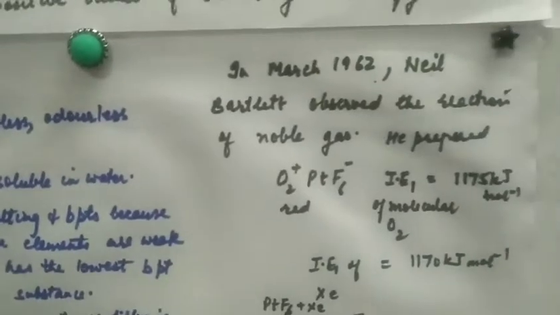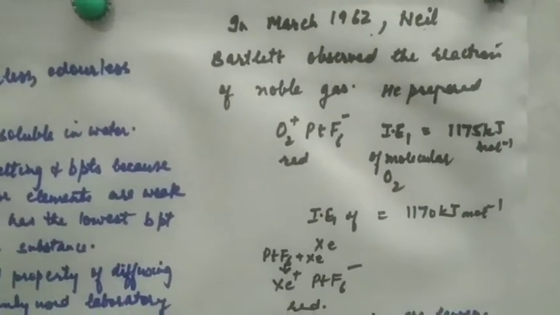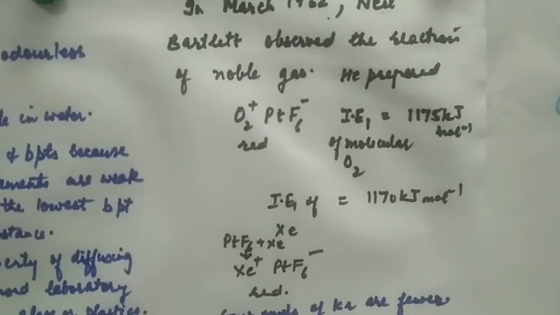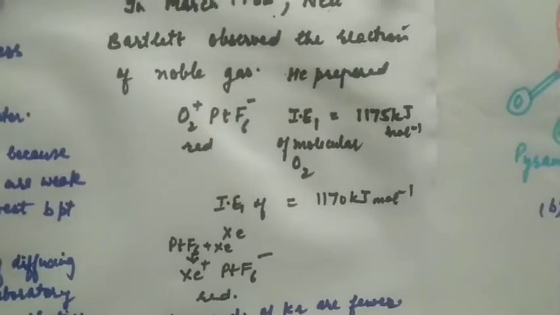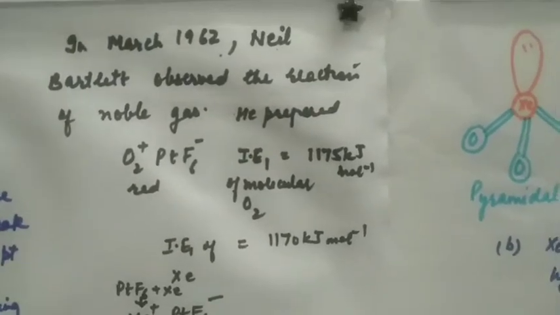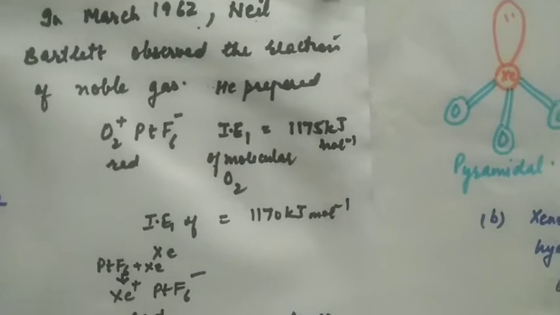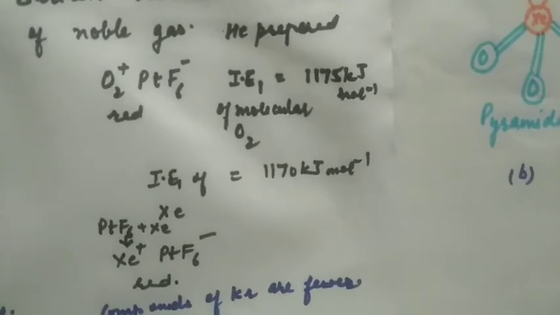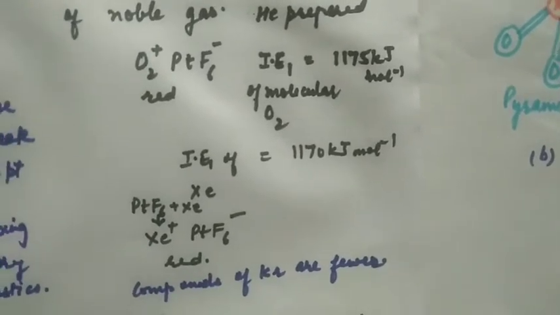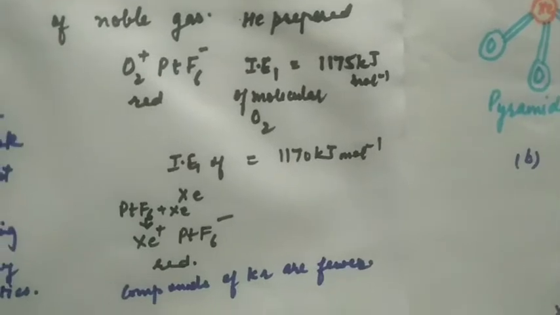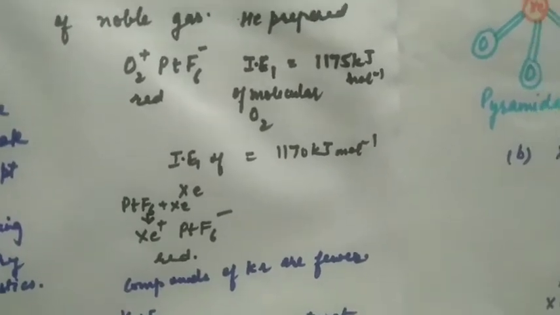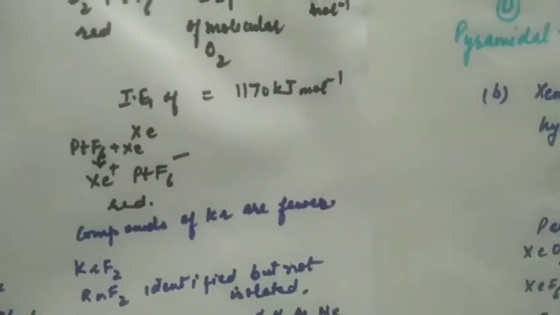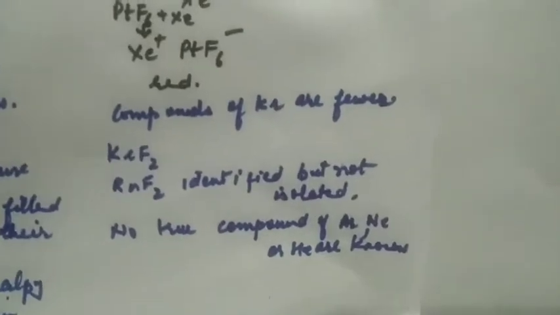In March 1962, Neil Bartlett observed the reaction of noble gas. He prepared oxygen hexafluoroplatinate and then he realized that the first ionization enthalpy value for molecular oxygen, 1175, is very close to that of xenon, 1170 kilojoules. So he tried to prepare the compound of xenon with platinum hexafluoride and he was successful. A red colored compound of xenon hexafluoroplatinate was formed.